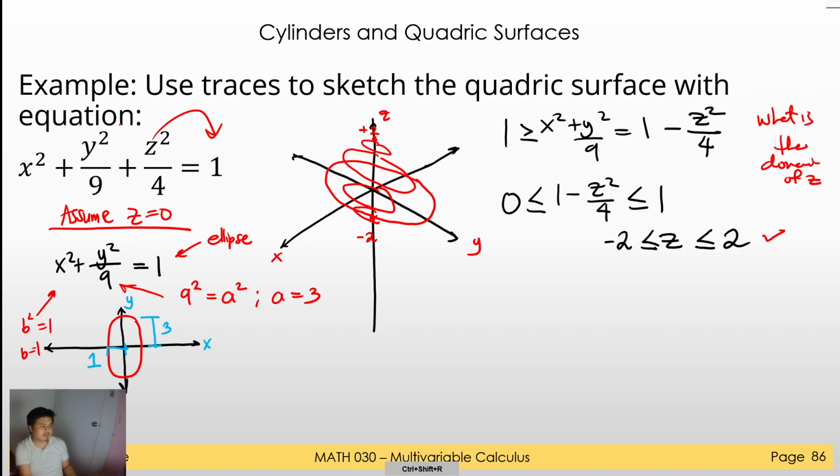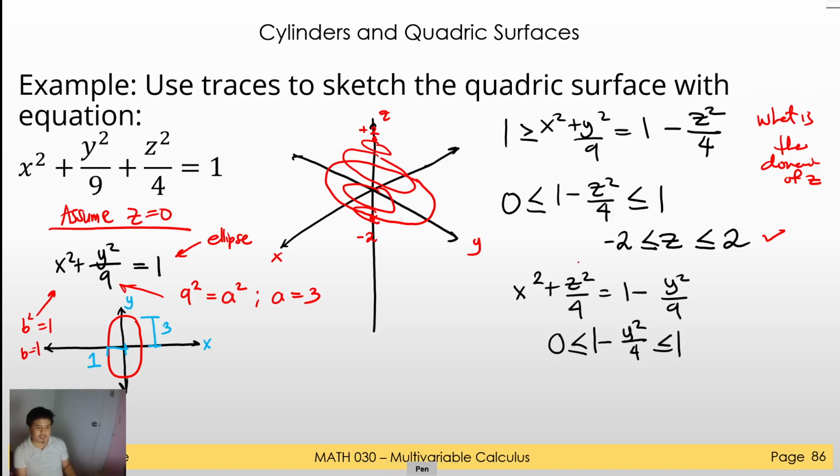And then, for the other variables as well, we can try transposing this to the other side to just check what are the limits. So, for transposing y squared, let's say we have x squared plus z squared over 4 equals 1 minus y squared over 9. So, the domain of y here, if we want this to be within 0 and 1, because at worst case it will be 0, and since an ellipse is equal to 1, the domain of y here will be from negative 3 to positive 3. So the y here will be positive 3 here and negative 3 on the other side.